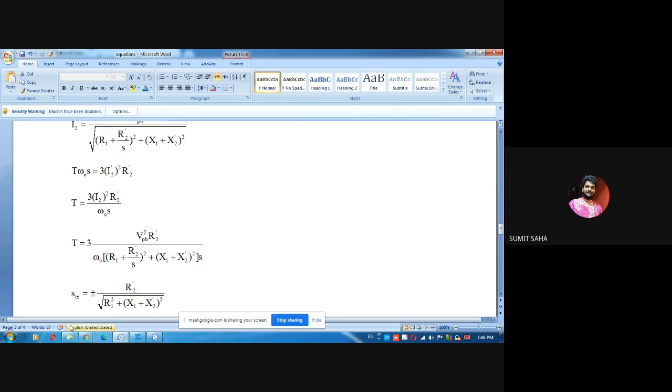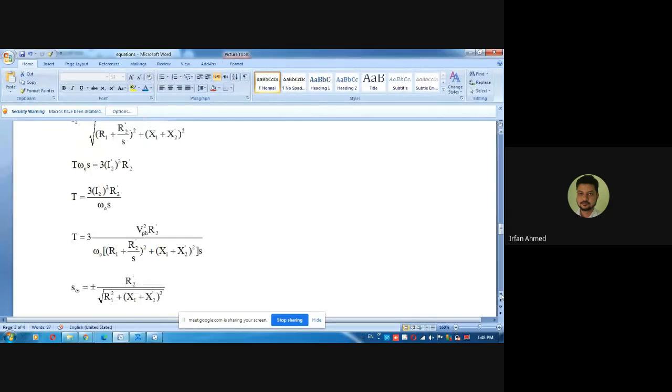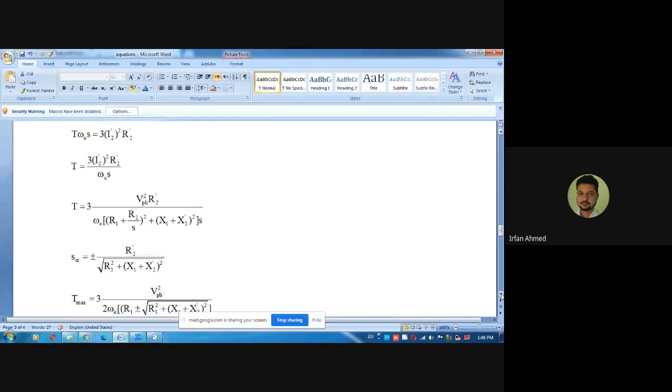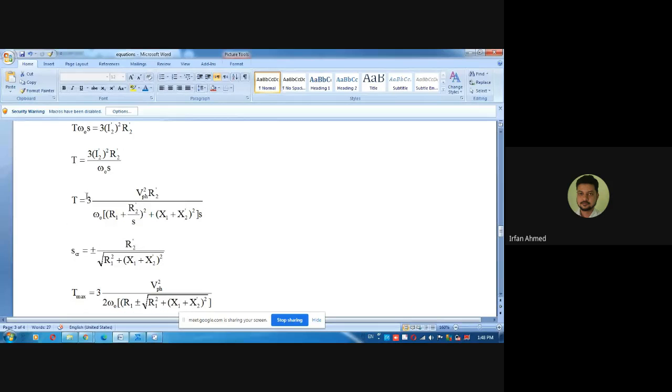So if we substitute this value of S, S is equal to SCR, in this equation, we get the value of maximum torque. That maximum torque is given by Tmax is equal to 3 Vth squared divided by 2 omega 0 into bracket R1 plus minus under root of R1 squared plus (X1 plus X2 dash) whole squared.